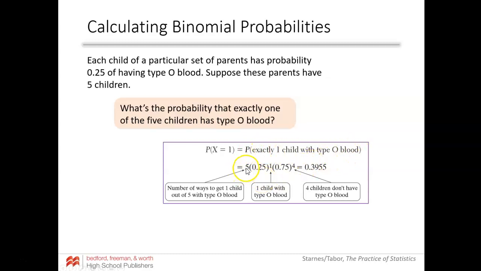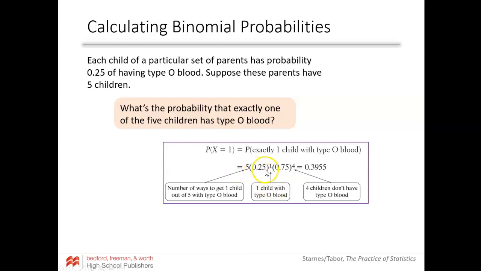Well, the first thing they'd have to do is multiply how many ways you could get one child out of 5 with type O blood. And we can do this the long way where we have child A, B, C, D, E, and then go through: A could have type O blood, or B could have type O blood, or C. And then we'd find out pretty quick, well, there's only 5 ways for that to happen. So that's a pretty obvious way of how they get 5. We'll talk about where that number comes from in a moment because they're not so obvious sometimes.